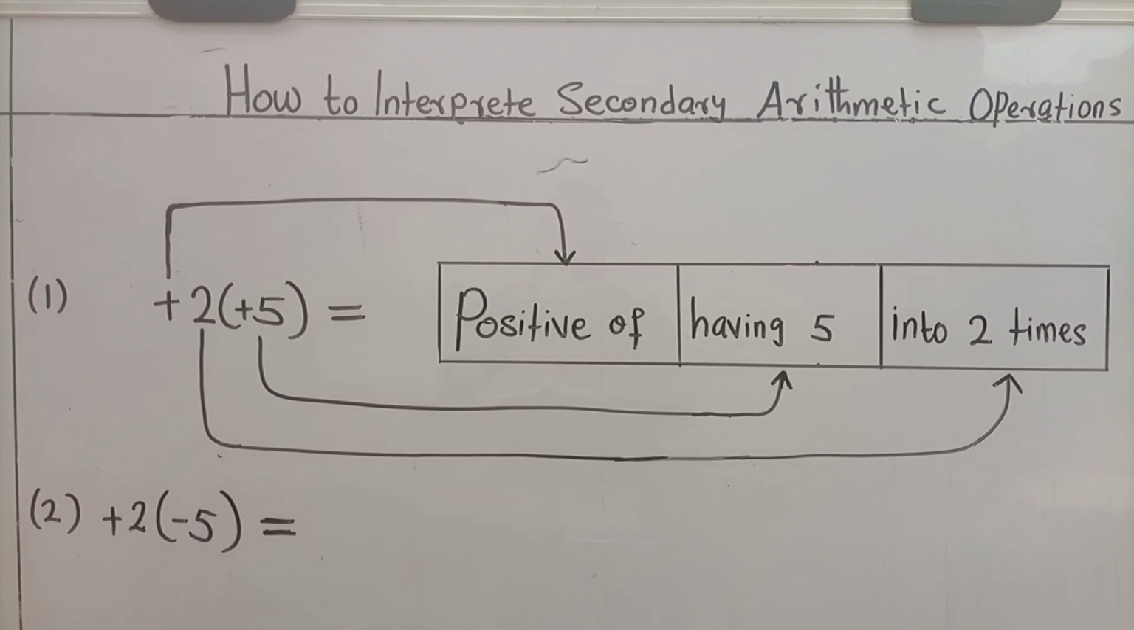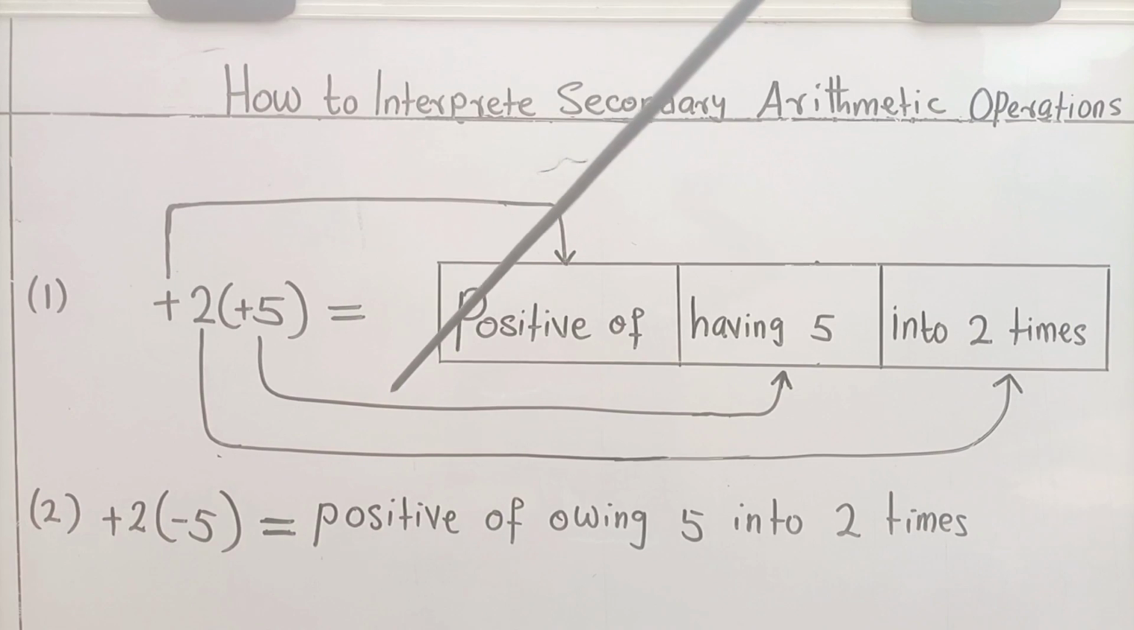First, is this still positive of? Let's check. Yes, it is still positive of. Is it still having 5? No. It is now owing 5. Is it still into 2 times? Yes, it is still into 2 times. So what has changed from this first one is just that this having 5 will now be owing 5. What then do you think is going to be the way to interpret this plus 2 bracket minus 5? Let's see. Look at it. It says positive of owing 5 into 2 times. Is that clear to you? It should. Let us look at the remaining examples.